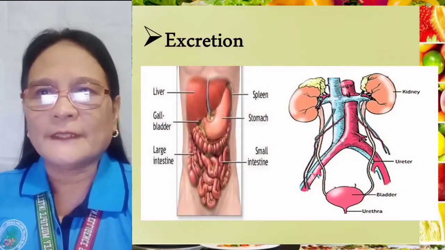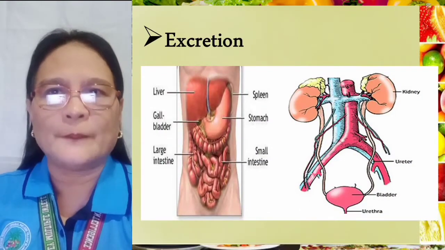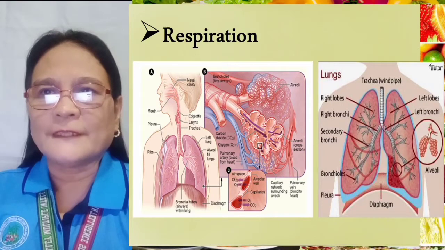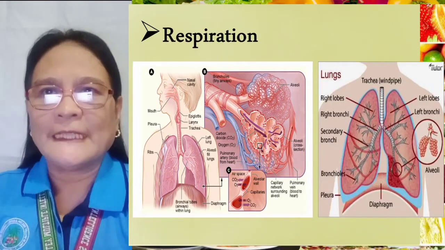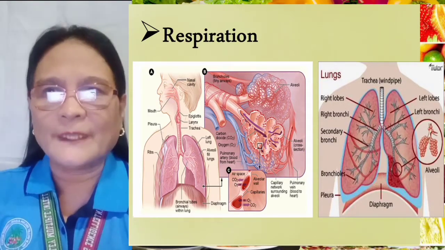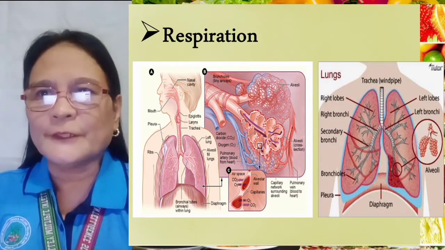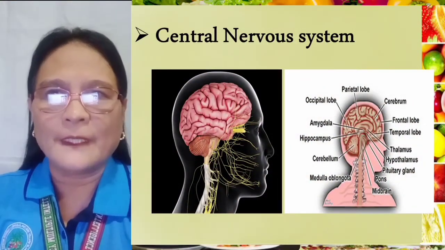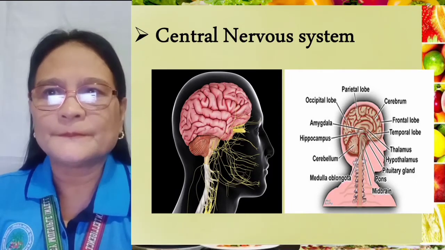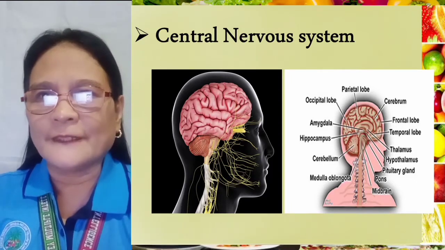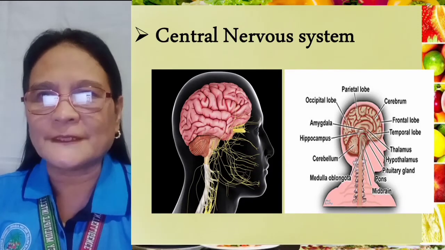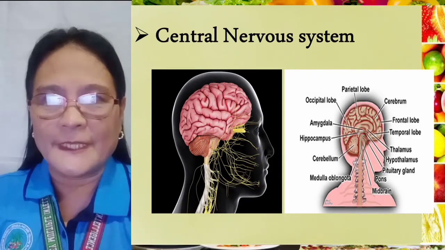Excretion. It is the elimination of body wastes. Respiration. It is the exhalation and inhalation of air by the body. The central nervous system. It is the body process that involves the brain and the spinal column. With food, as it enters our body, it helps these body processes to function normally.